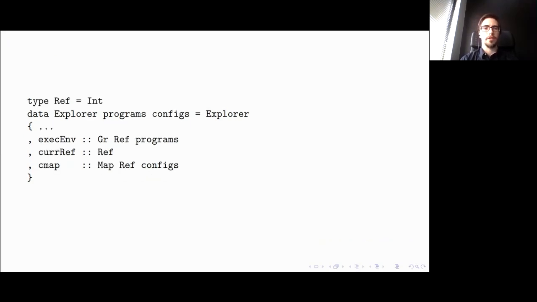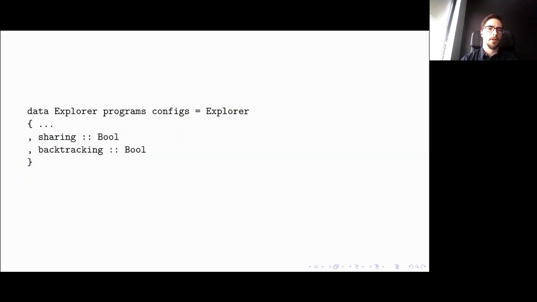Therefore, we introduce a reference. So every configuration gets a reference, and then our execution graph stores references as the nodes and programs as the labels. And then we have a map that maps references to configurations. This way, the execution graph shows references instead of full configurations, which makes interacting for the user a bit easier. Then we need to capture the different behaviors.